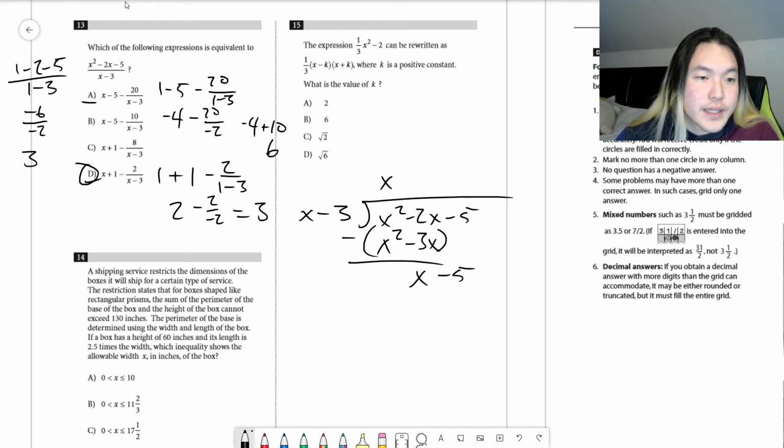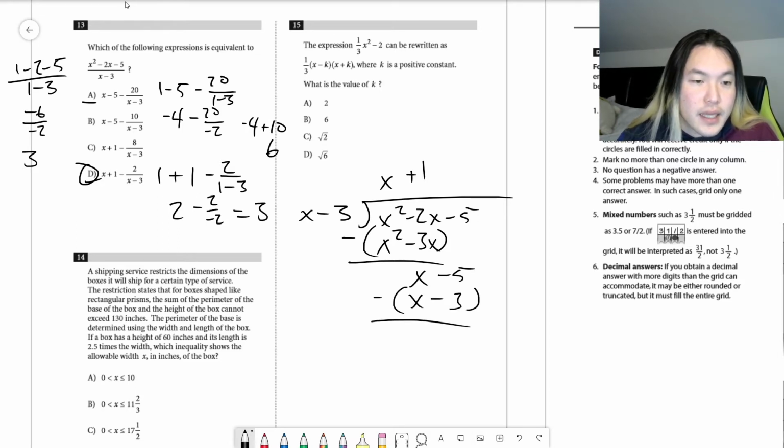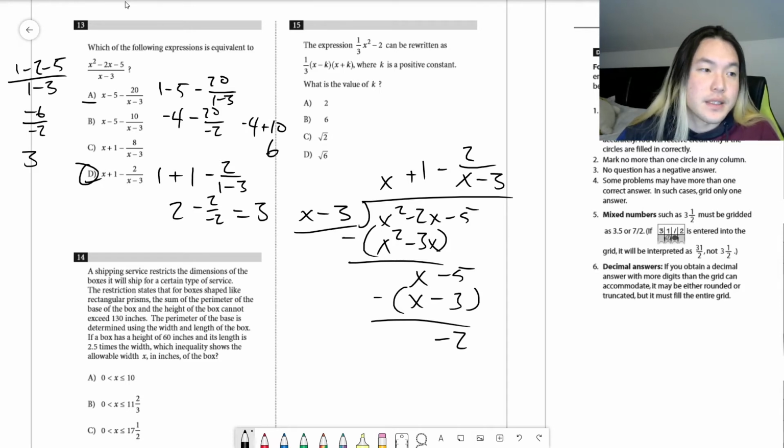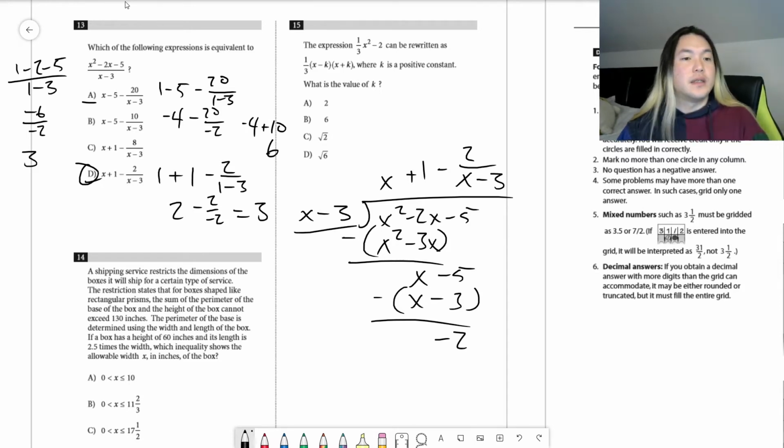What times x equals x? That's 1. 1 times x minus 3. Subtract that. This is 0, and then we'll get a negative 2. So this is the remainder, and then the remainder we need to divide by the divisor. And then this is exactly choice D here.